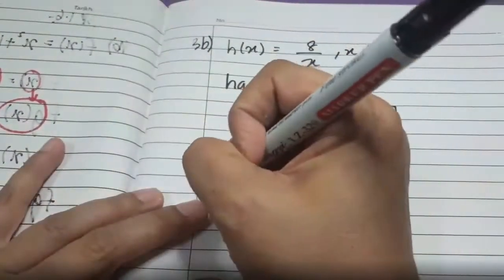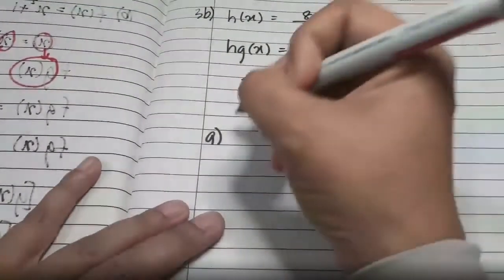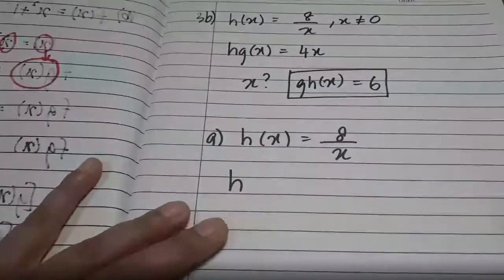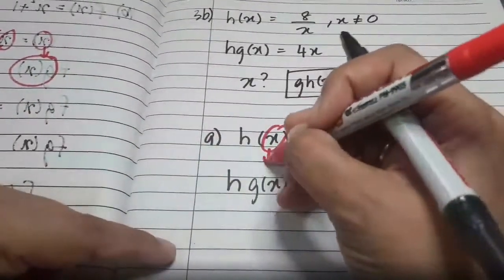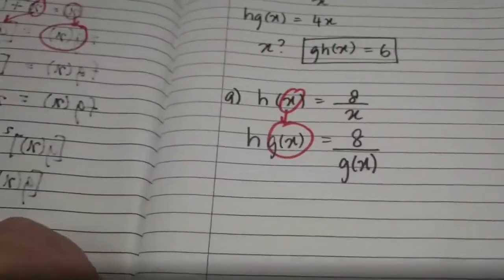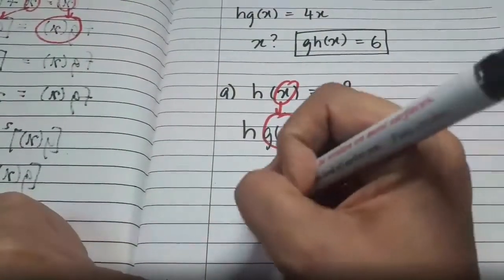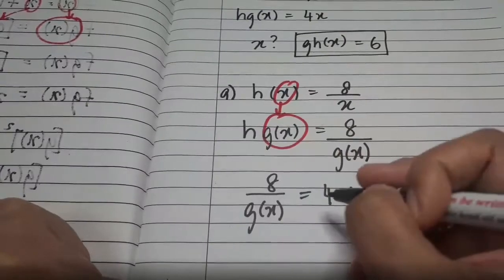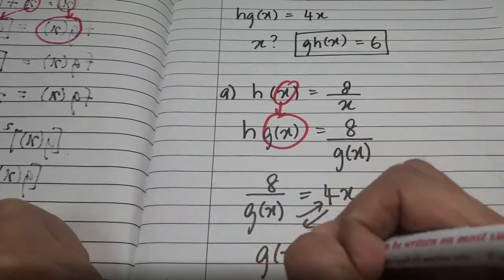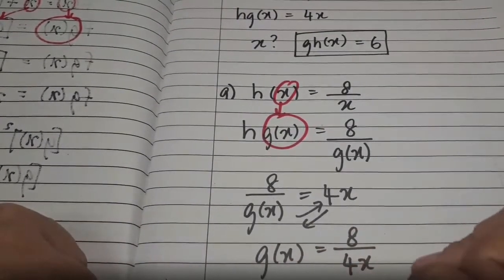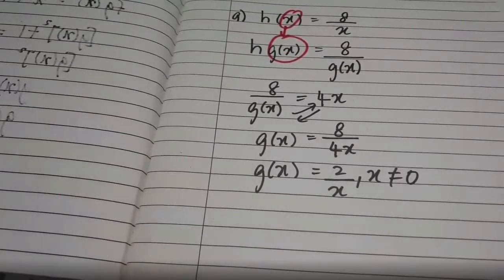Now, from part A, you know the function g(x), right? Okay, saya buatlah. Tak apa. h(x) equal to 8 over x. We want x, we change to g(x). So here become 8 over g(x), equal to 4x. So saya tukar tempat. So g(x) equal to 8 over 4x. So g(x) equal to 2 over x, and x cannot equal to 0. Ha, yang ni yang you dapat dari A.